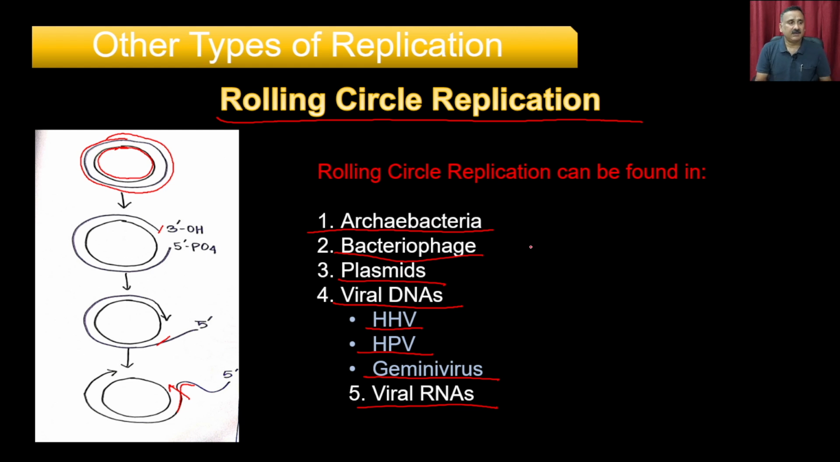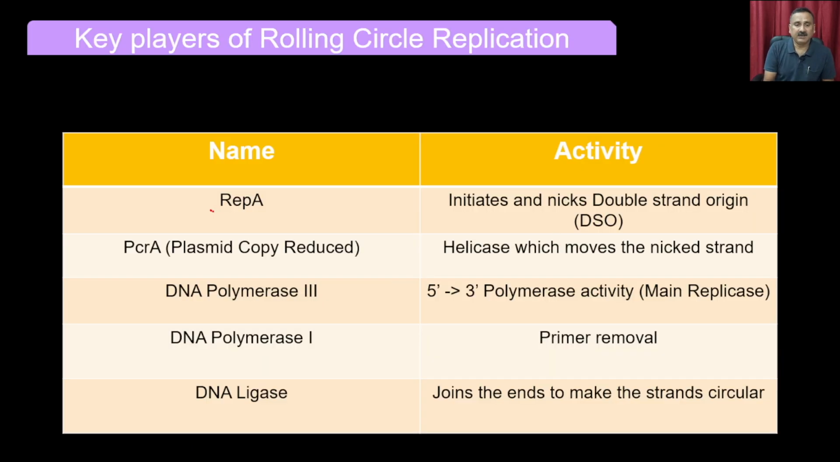What are the different enzymes that play a crucial role in the rolling circle model? You have Rep A. Rep A initiates and nicks the double stranded origin, or DSO, right.